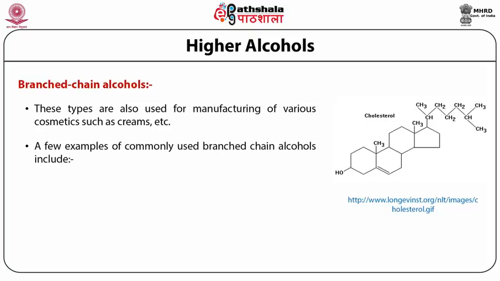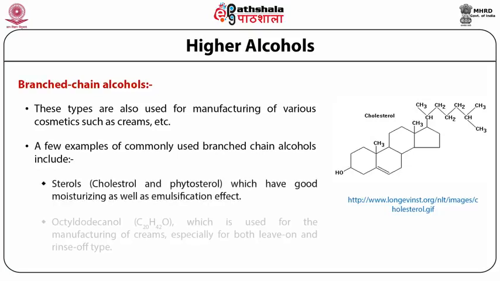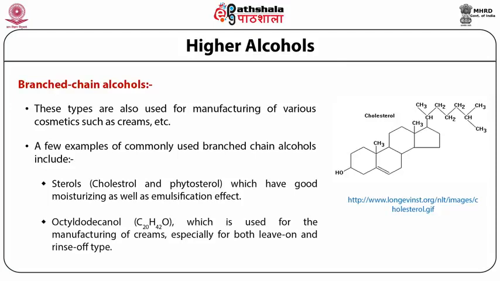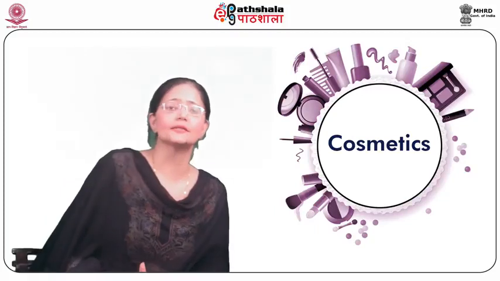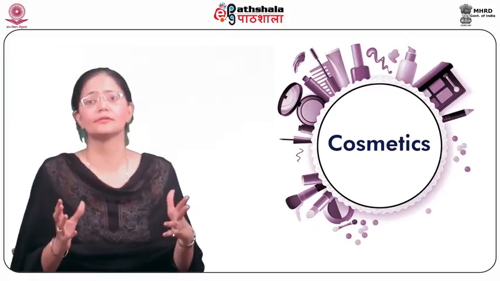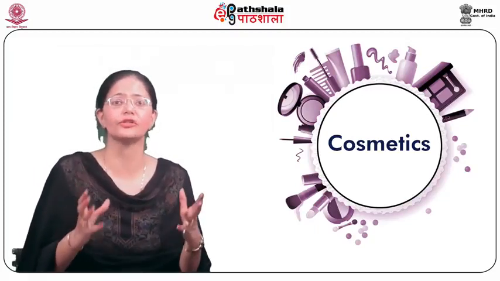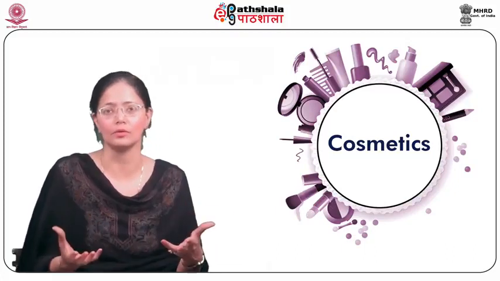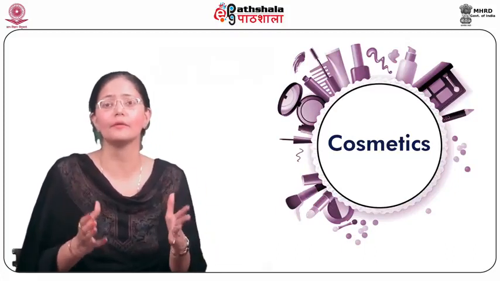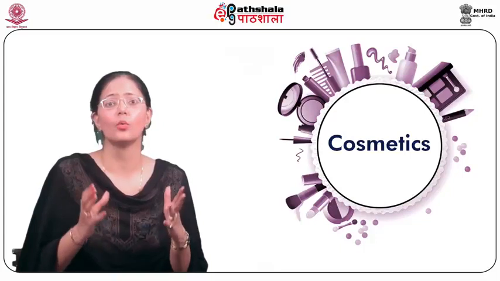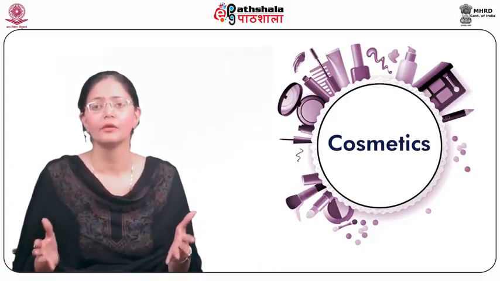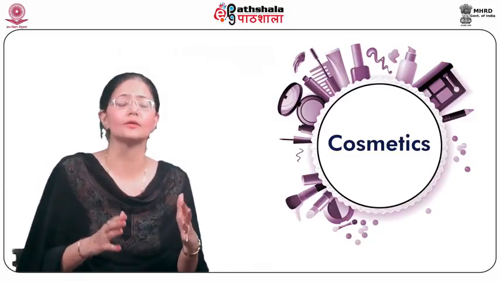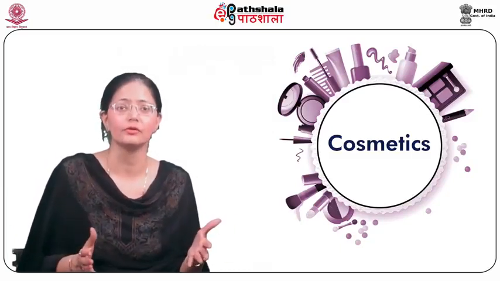A few examples of the commonly used branch-chain alcohols include sterols, octyl dodecanol, esters. Esters are nothing but oily substances that are a combination of fatty acids and alcohol. They are bound by an ester bond, which may be 1, 2 or 3 in number. They are formed by a process of esterification.